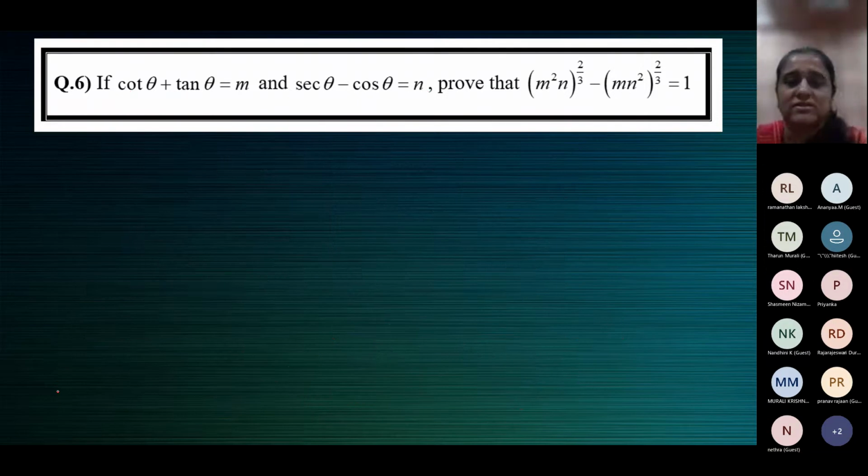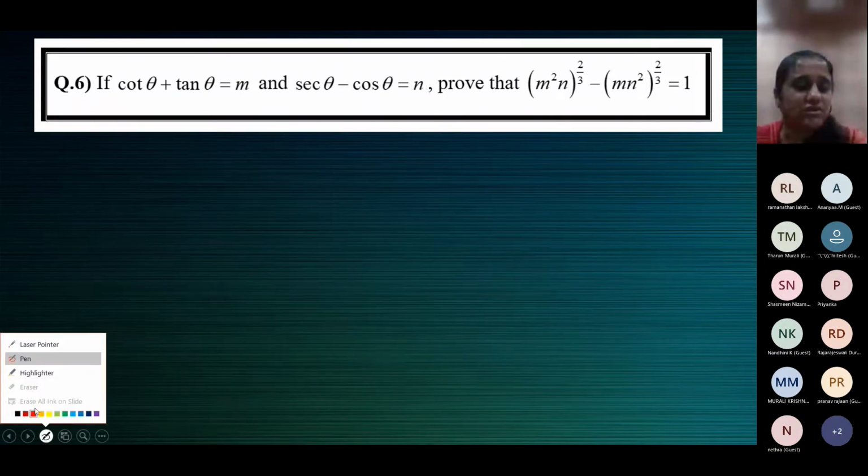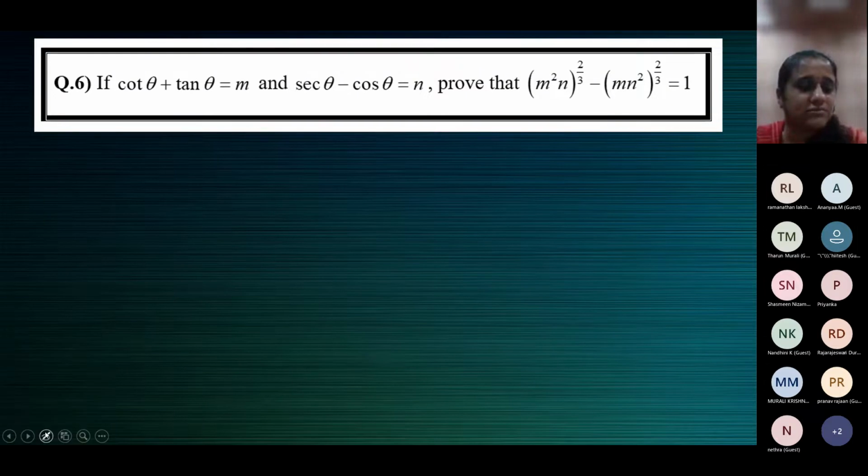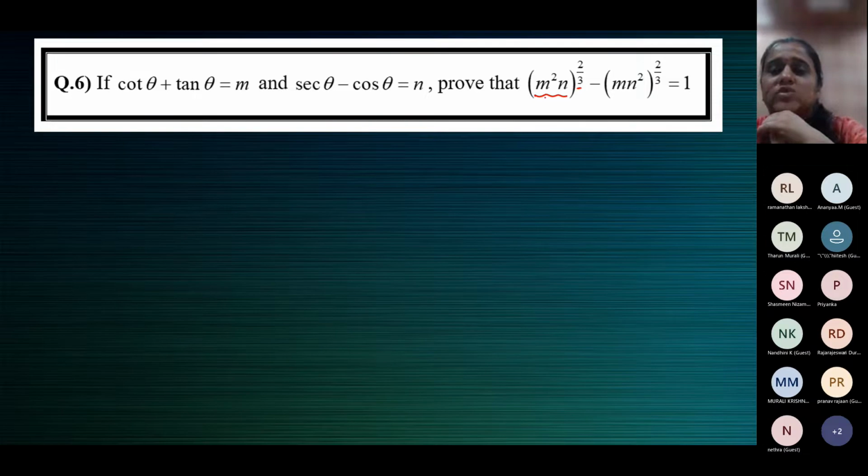So I'll show you the answer slide. The rest of it is easy, children. The rest of it is easy. So what is that? You'll have to work m square n to the power 2 by 3. So you got a simpler expression for m square into n. Then raise it to the power 2 by 3. Excuse me. And then again you'll have to work n square. That is m into n square. M into n square, the whole power 2 by 3, and subtract these two results. It's very simple. You can understand yourself.